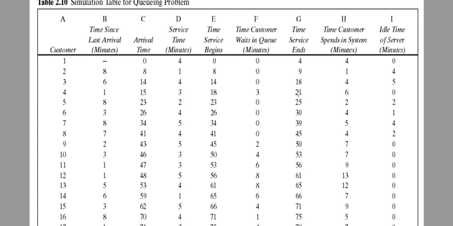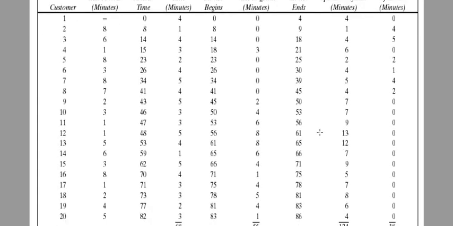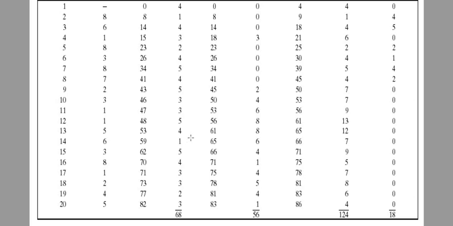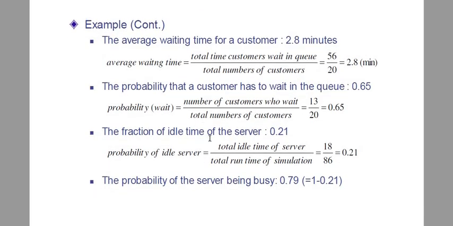Okay, so accordingly we can find out all the customers, and we can build the table for 20 customers. From this table we will have to analyze and find some outputs. So this is very easy. Average waiting time is the total time customers wait in queue divided by the total number of customers. We can use the law to find out all the things.